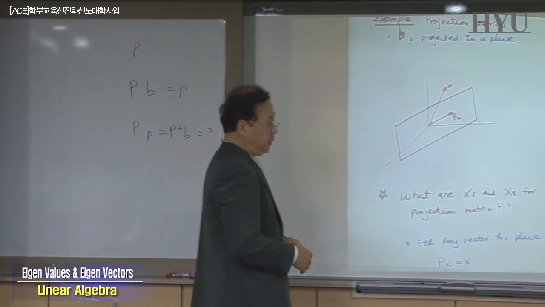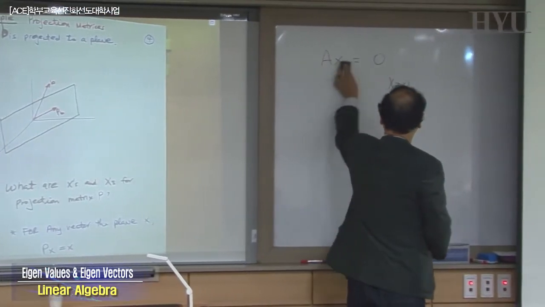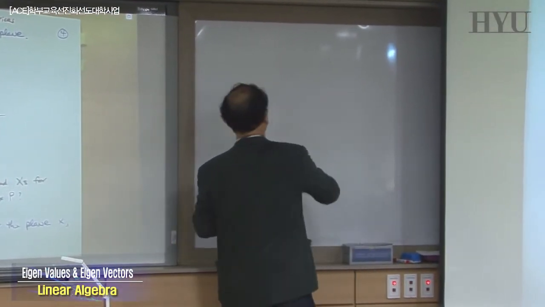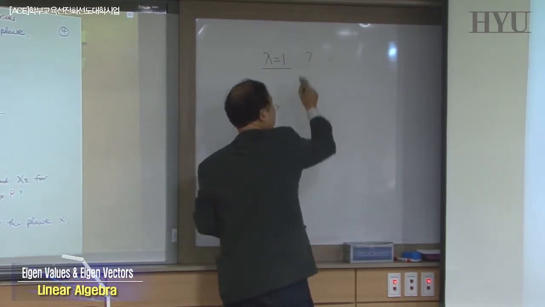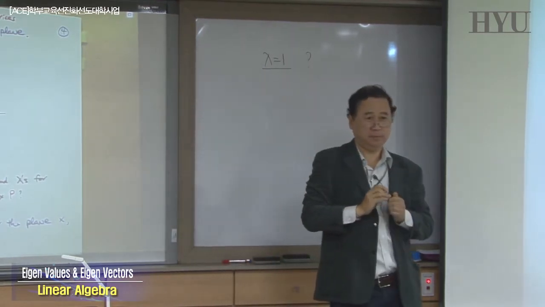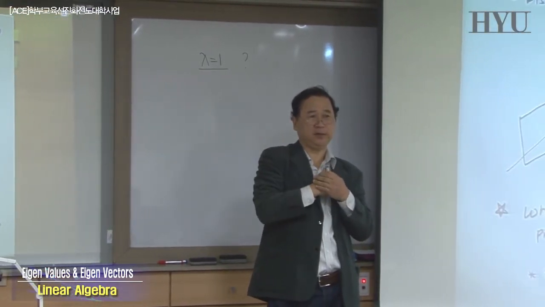And then the next question is: for a projection matrix, is lambda equal to 1 an eigenvalue or not? Is this an eigenvalue or not for a projection matrix?